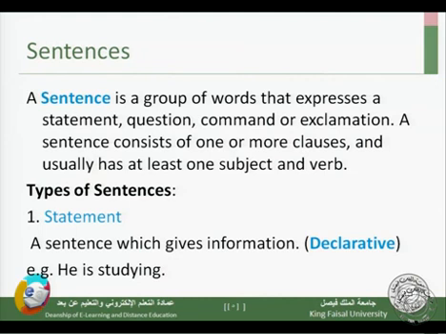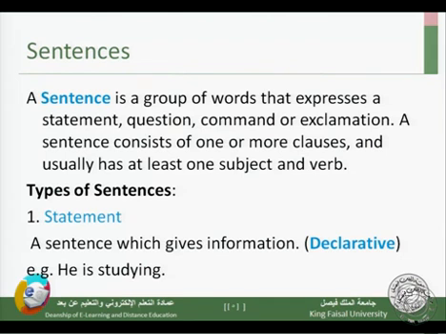So what is a sentence? A sentence is a group of words that expresses a statement. It expresses a question. It expresses a command or exclamation. So these are the four different types of sentences: statement, question, command, or exclamation.